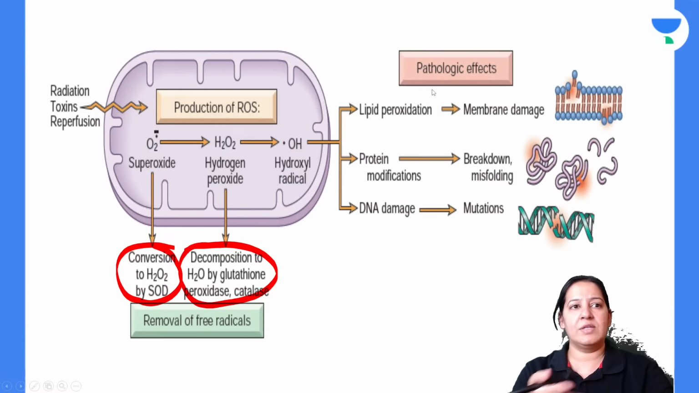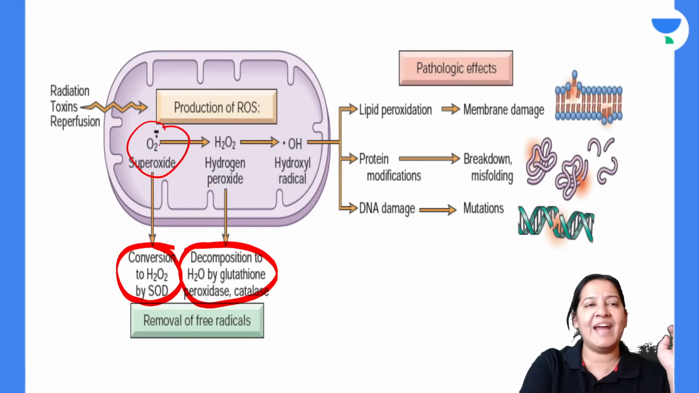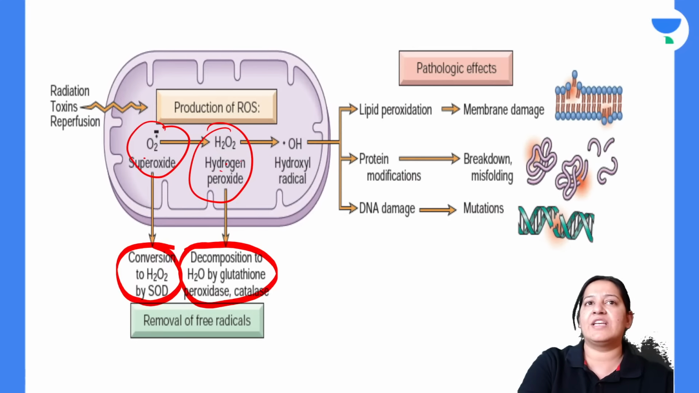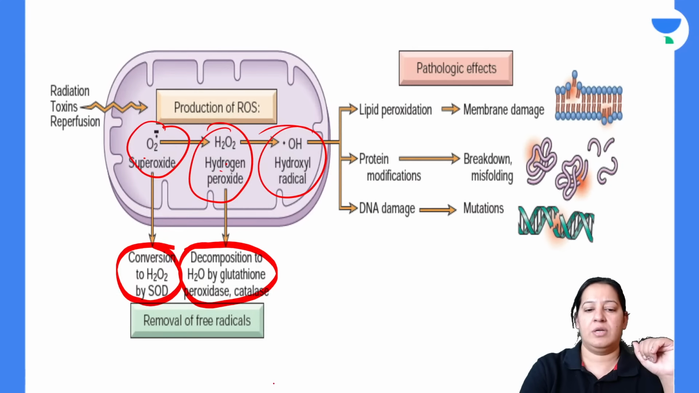So that is the thing. The summary is in front of you. Everyone see the summary. It is superoxide getting converted into H2O2 and H2O2 getting converted into hydroxide. So this is the conversion. You can see the conversion.